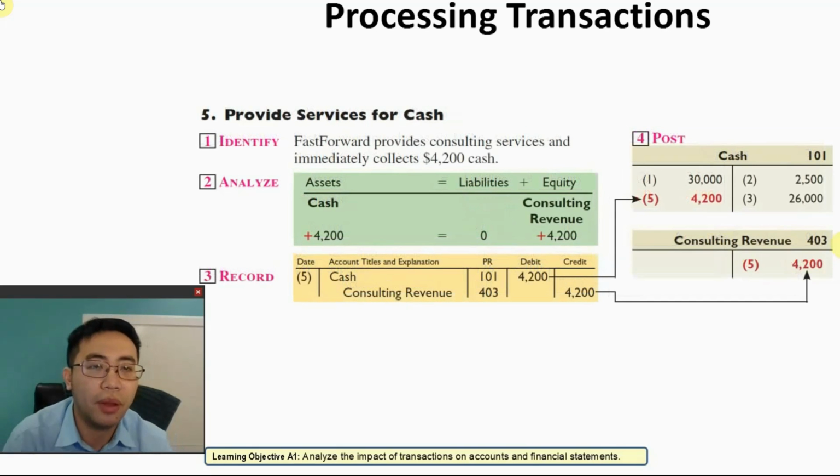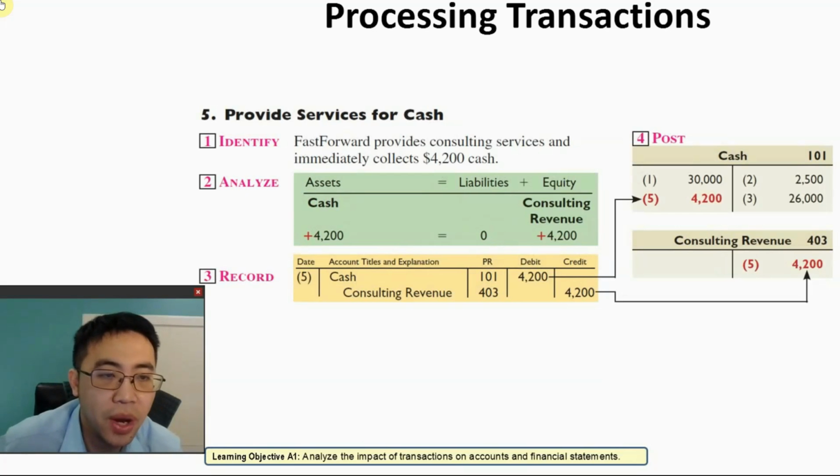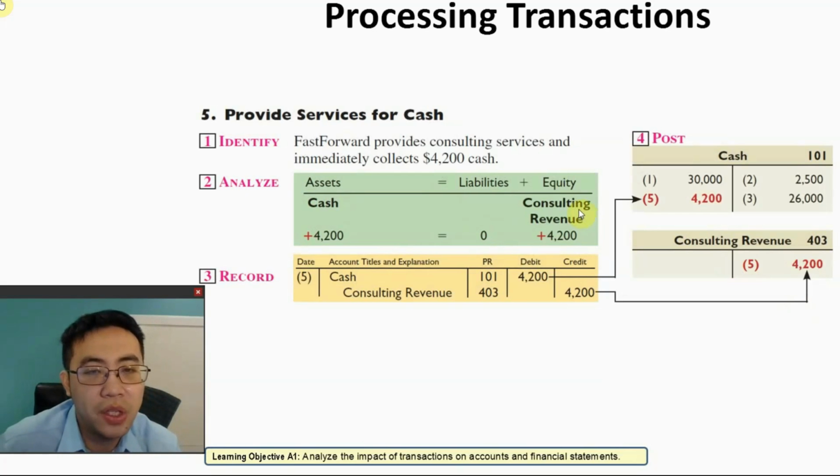All right. And here we have another transaction. The company provides consulting services and you immediately get paid in cash. So what happens here is there is a revenue being earned and a cash increase. The revenue belongs to owner's equity, and that's a positive effect on equity. So when owner's equity from revenue increases, that's a credit. And when cash increases as assets, that's a debit.